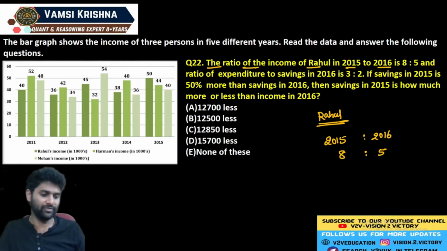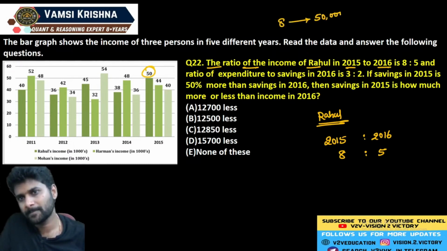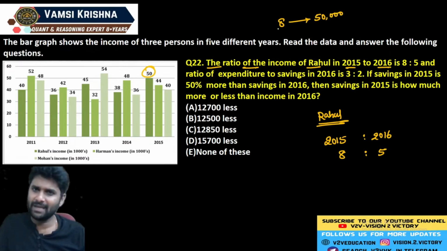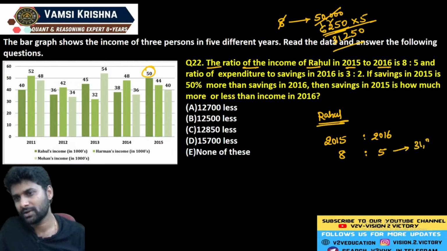So that is one of the variables we have. And you already know that Rahul's income in 2015 is 50,000. Now 8 units become 50,000. Now you already know the calculation. 8 sixes are 48, 8 twos are 16. It's a value of 6,250. If you multiply it by 5 times, 5 fives are 25, 5 twos are 10, 12, 5 sixes are 30. It's a value of 31,250. You will get one information.